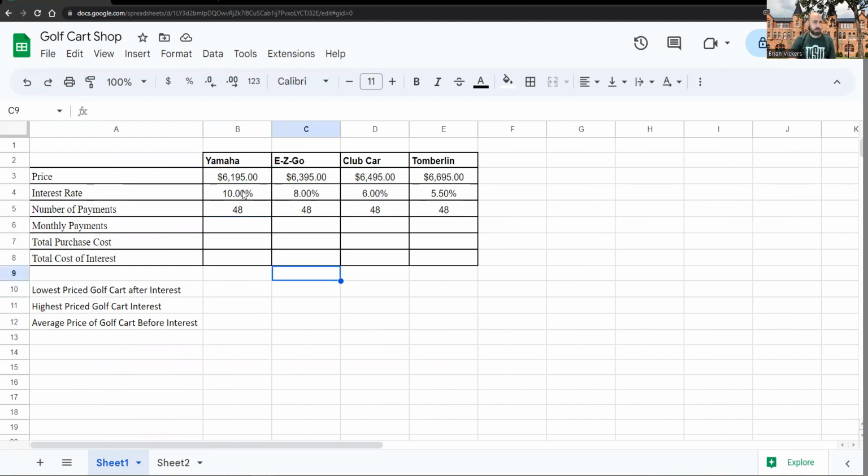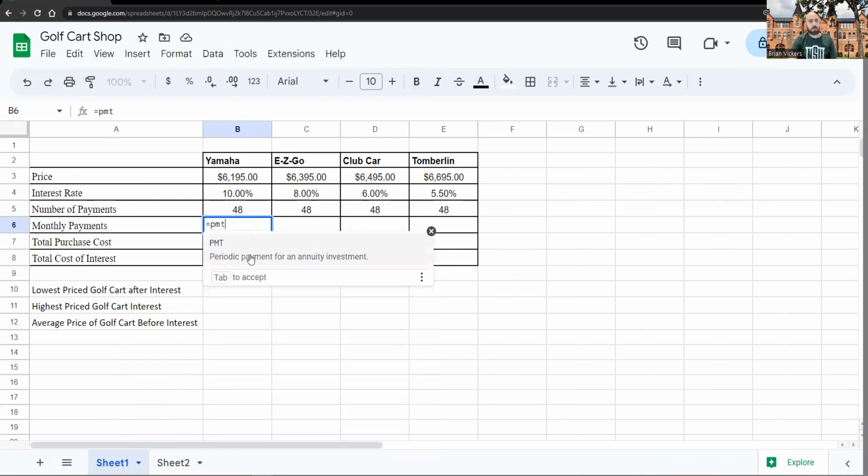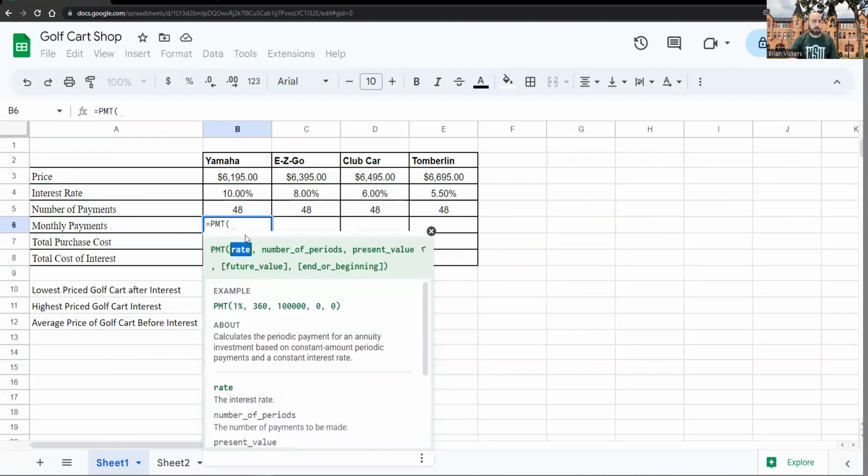But let's start by taking a look at the payment function. So again, we've got these cells in here. We'll do the formatting later, but we just want to see right off the bat, how much are my monthly payments going to be if I buy this Yamaha golf cart, right? So equals PMT is a payment function. This will return what the payment is, and it's going to prompt us and tell us what rate are we paying, how many periods are we paying it, what's the present value, so what's the price right now.